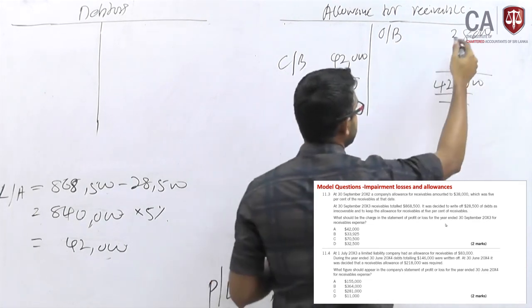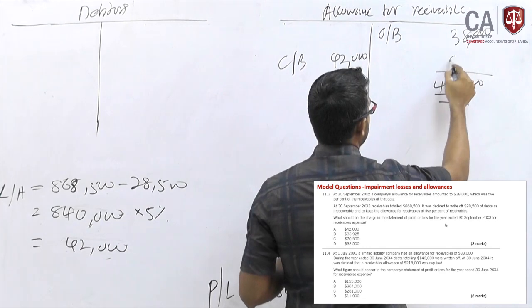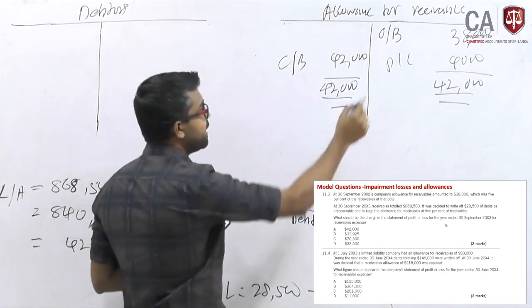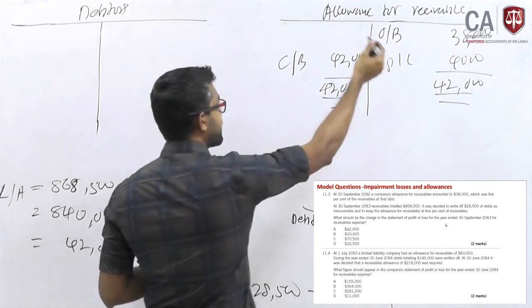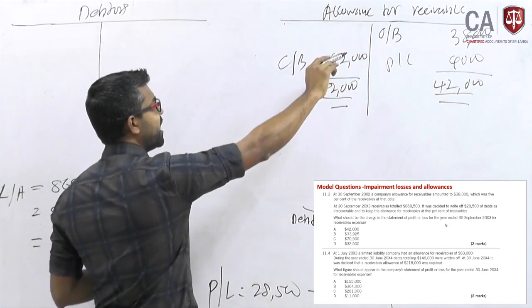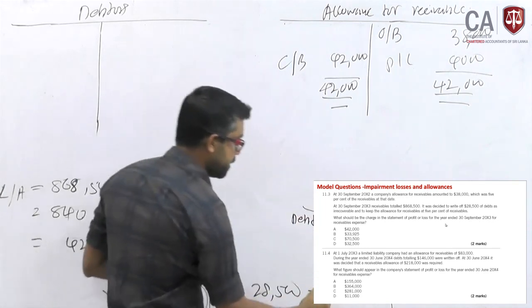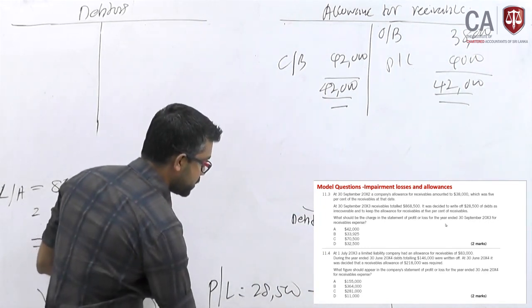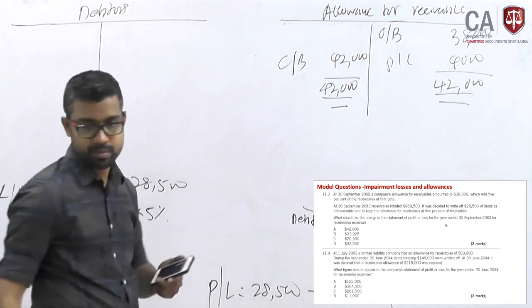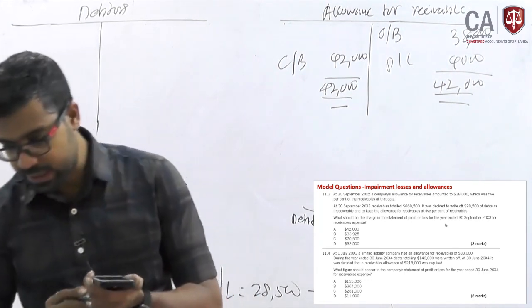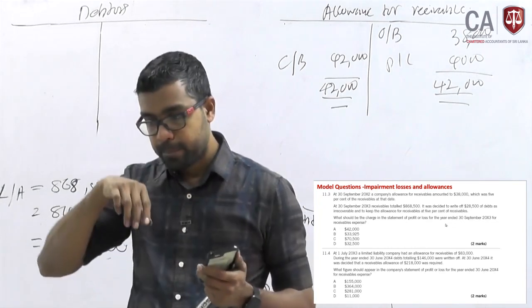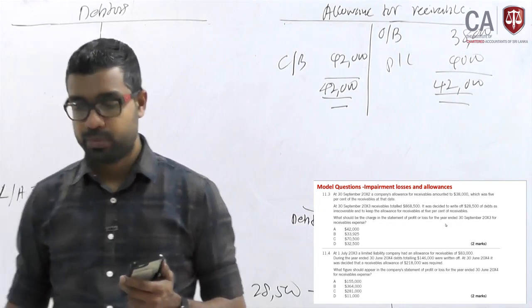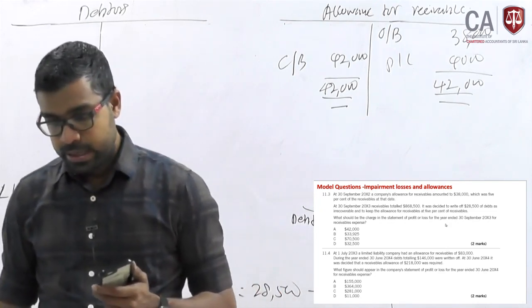So 42,000 means 4,000 to P&L, which will be added to this. Debit allowance for receivable, credit; debit to P&L 4,000. So 32,500 will be the answer. Is there an answer like that? Yes, the last one. Answer is D, 32,500.